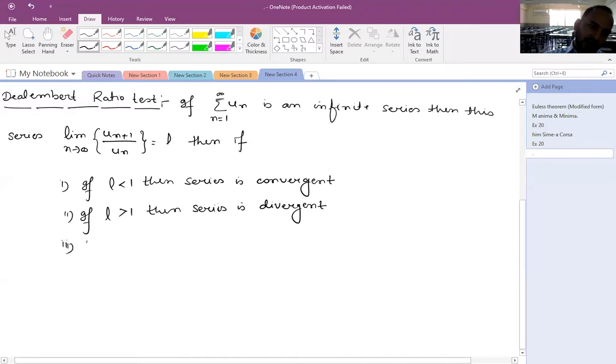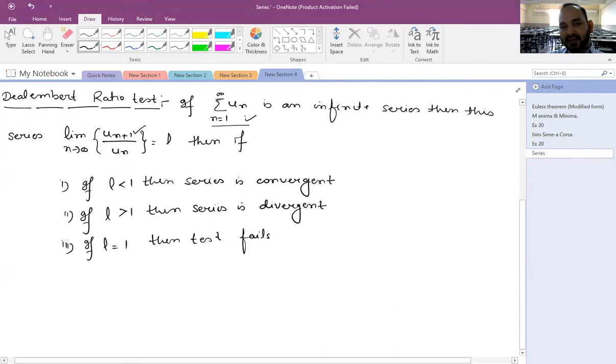Third, if L is equal to 1, then the test fails. So what you have to do is, in this series, take the n+1 term and the n term, and take the ratio of those two. And find what this ratio is when n is tending to infinity.